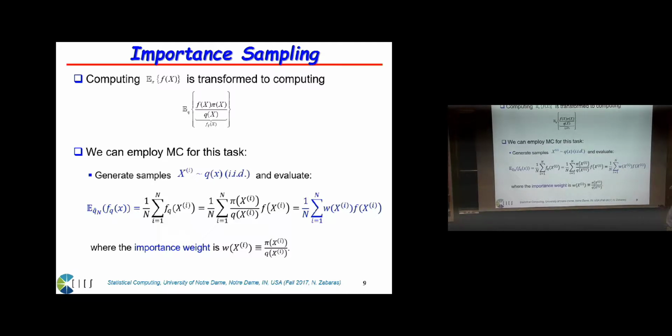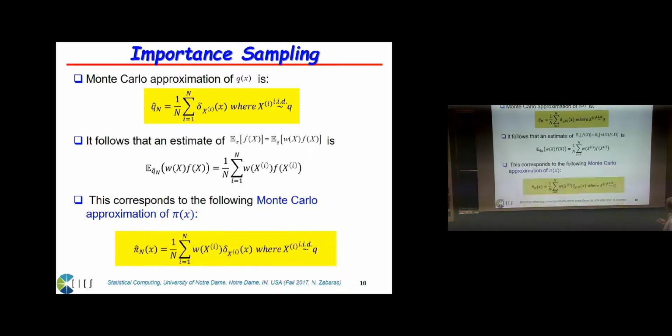Say it a little bit louder. The weights. So it will be again delta functions, but these delta functions will come with weights, and this is how the approximation of pi is going to look like. So interestingly, this is the Monte Carlo approximation of the original distribution pi that we started. These are the weights, but the samples come from the proposal distribution. They don't come from pi. Clear?